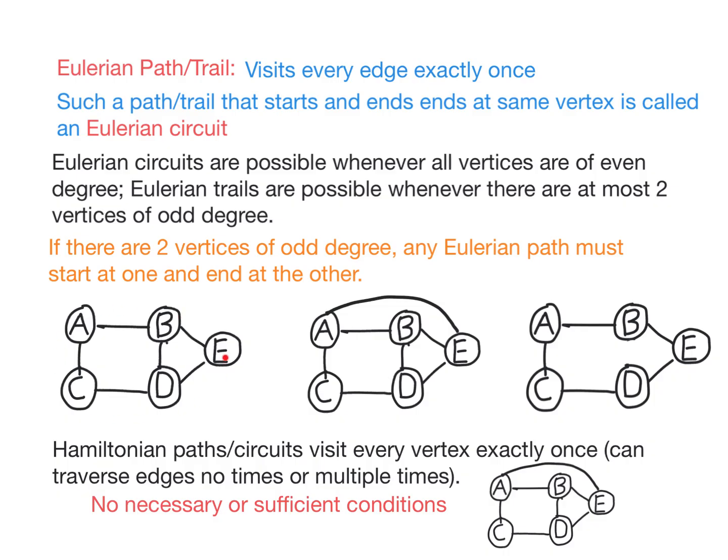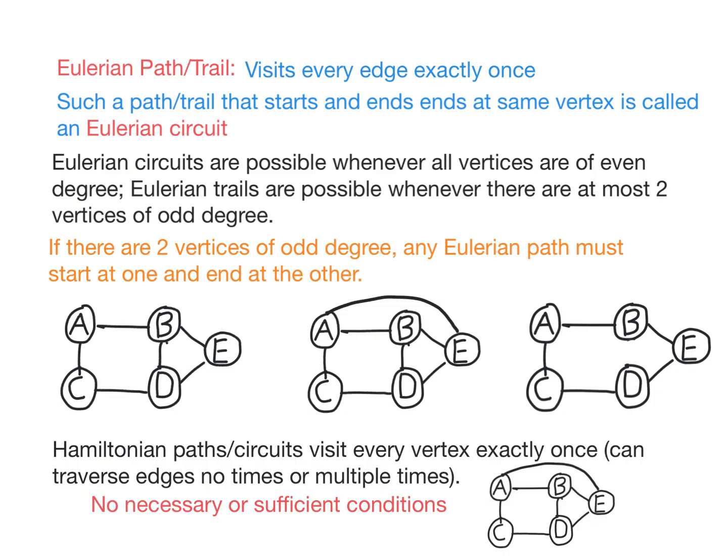So let's look at this one and determine whether an Eulerian path and circuit is possible. So to do this, we look at the degrees of each vertex. So A has degree 2, then degree 3, 2, 3, and 2. In this one, there are exactly 2 vertices of odd degree. That means an Eulerian path is possible, but an Eulerian circuit is not. So as it says here in orange, if I want to draw an Eulerian path, I need to start at one of the vertices of odd degree and finish at the other.